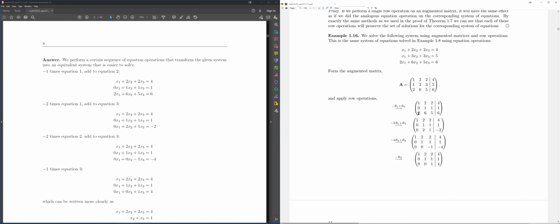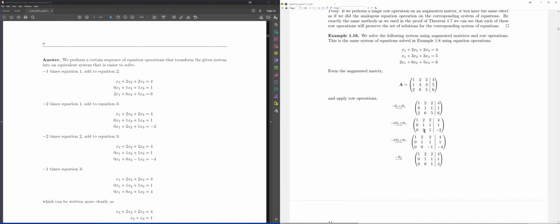Now what I want to do is get rid of this 2 over here. So what you do is you take -2 times this first row and add it to your second row here, right? Okay, and you get this. So now you got a 0 over here. In other words, the x1 is gone over here, and now you keep going.